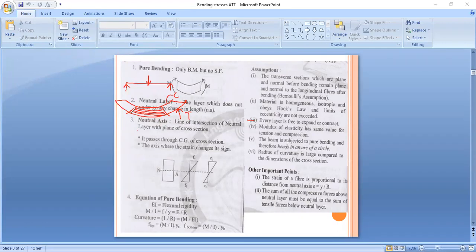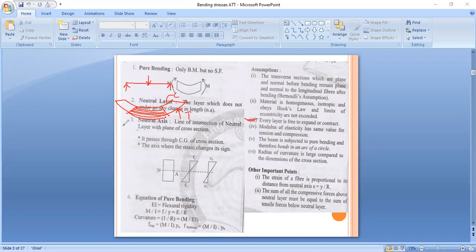Okay, then if we observe the stress lines at the bottom, these lines expand, and when we observe these lines at the top, these lines contract. So this is our third assumption: every layer is free to expand or contract. That means every layer can expand or contract. This is for simply supported.